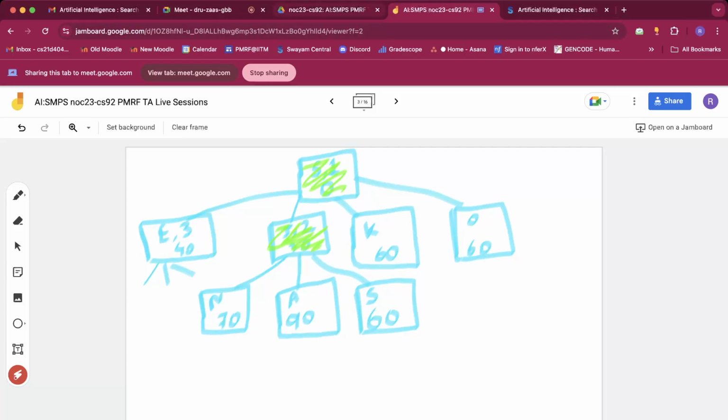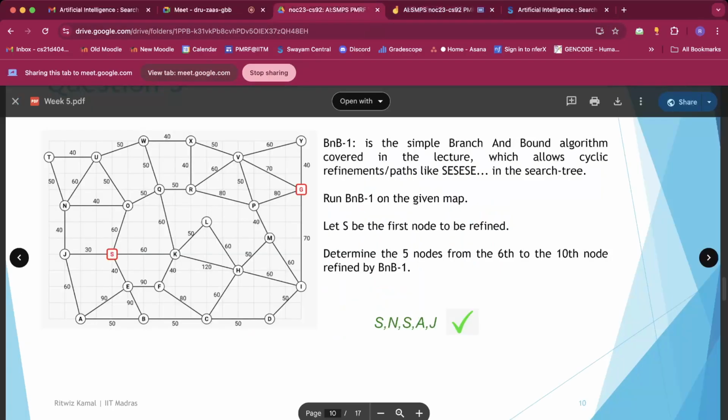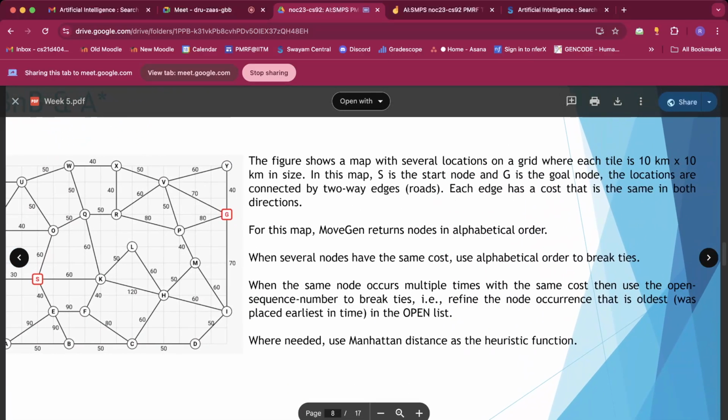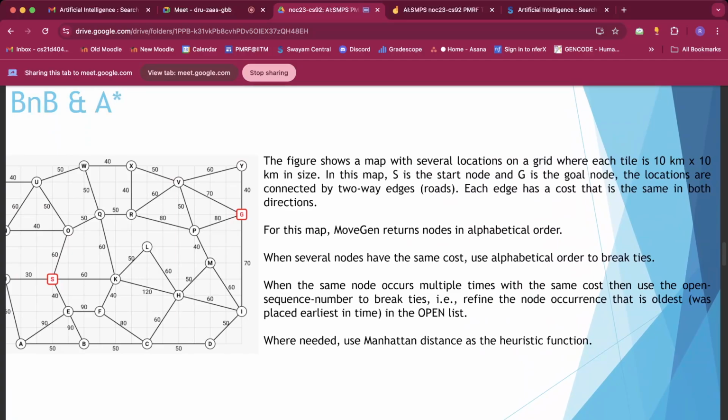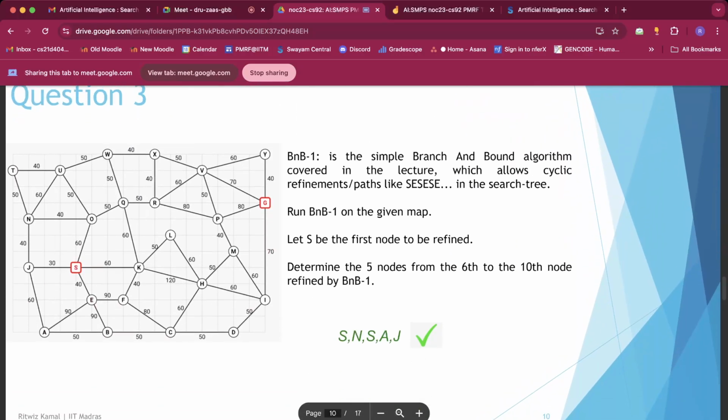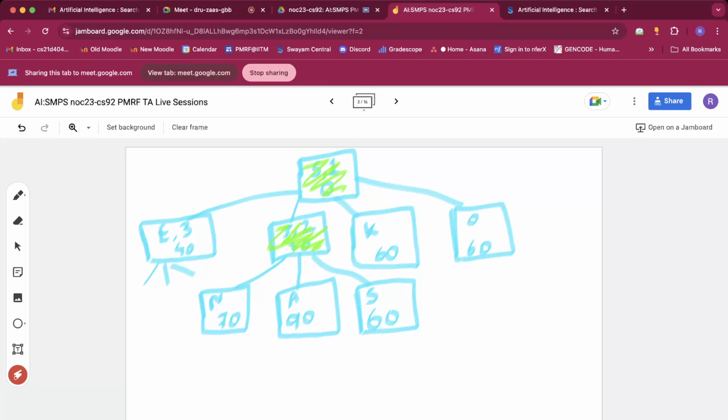And there was a question about tie break, so let's go back to these different instructions given to us. We have to use alphabetical order to break ties. If the same node occurs multiple times with the same cost in the open list, then we have to choose, or refine, the one that has been there for a longer period of time in the open list. I think this will be of more importance when we look at the A star node, but for the alphabetical one we could look at a simple example in this branch and bound method itself.